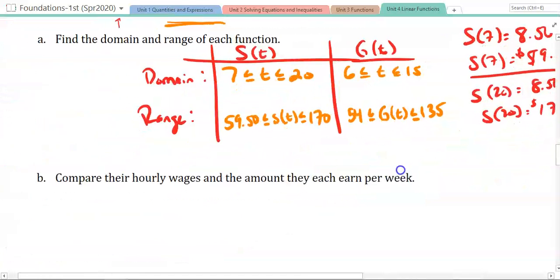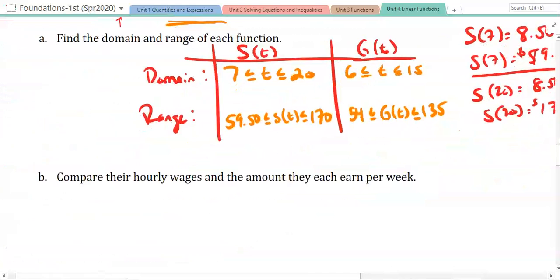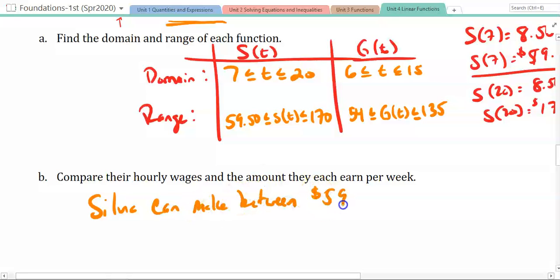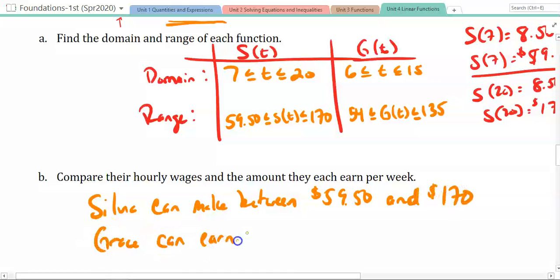So let's compare their hourly wages and the amount they'll earn each week. And so Sylvia can make between $59.50 and $170. Grace can earn between $54 and $135. And so these values would differ depending on the number of hours that they could work.